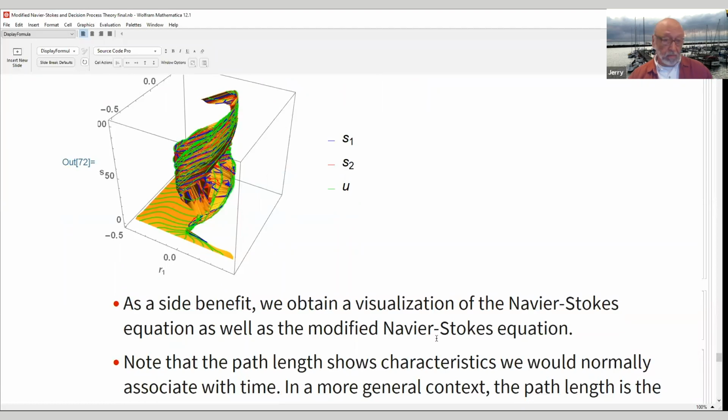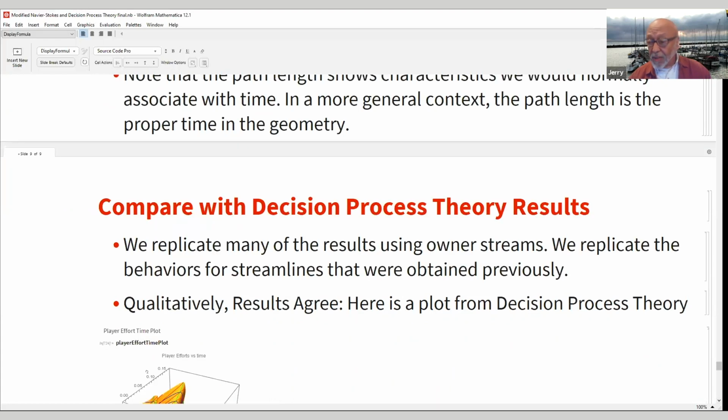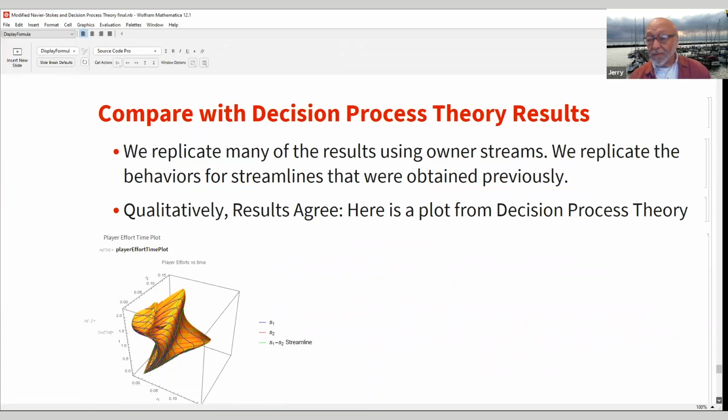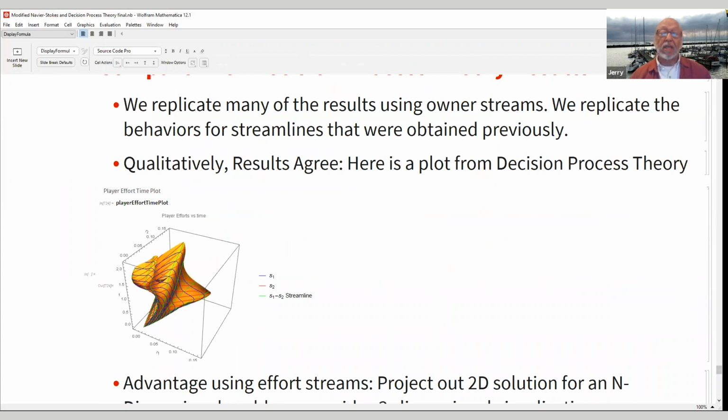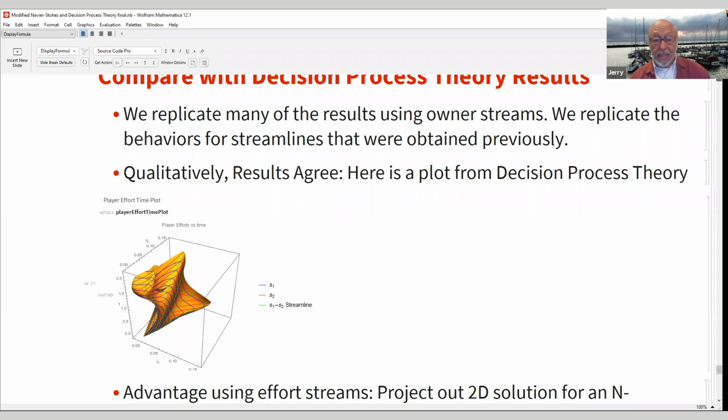And just for fun, if I compare that to something that was computed for a game theory calculation, I think this was a 5-dimensional model, and it has a very similar structure to the one we just did here.